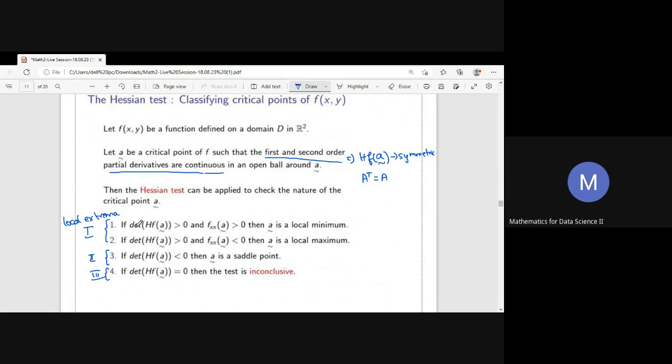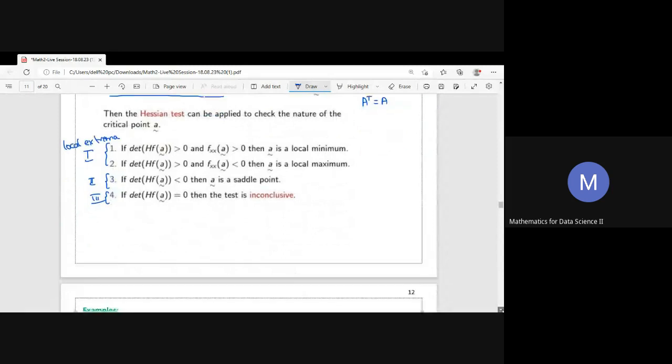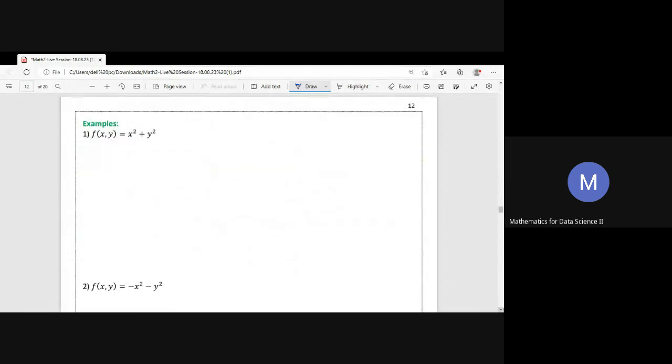In case 1, when the determinant is positive and also the second derivative is positive, you will have local minima. When the determinant is positive and the second derivative value is less than 0, you have local maxima. If the determinant is less than 0, then it is going to be a saddle point. And if it is equal to 0, the test is inconclusive. Quite a few things to test, but it is quite easy also.